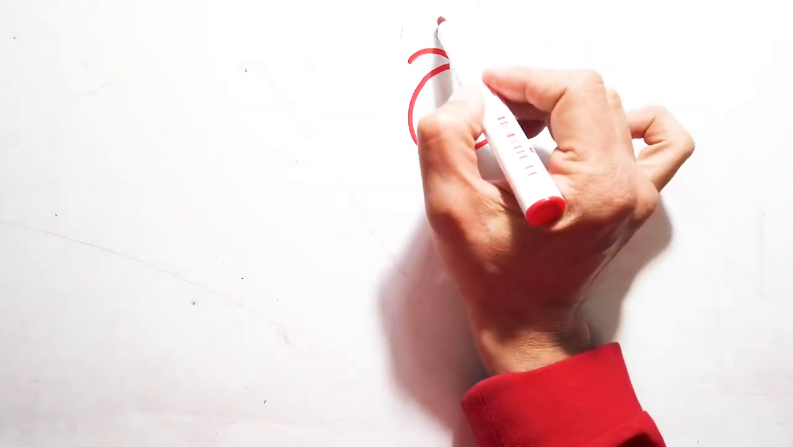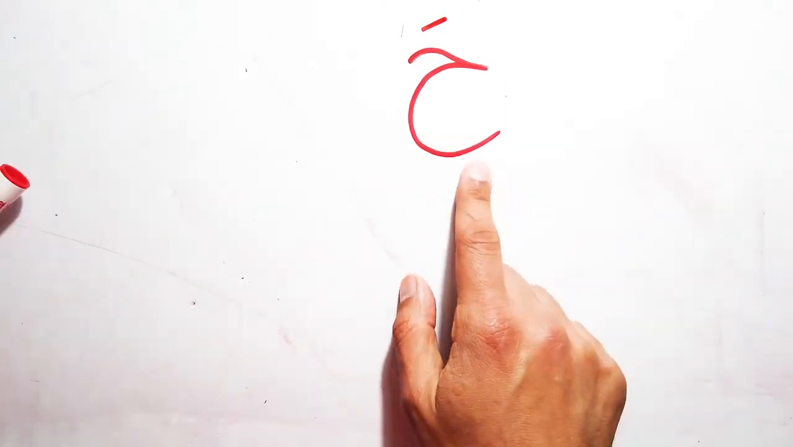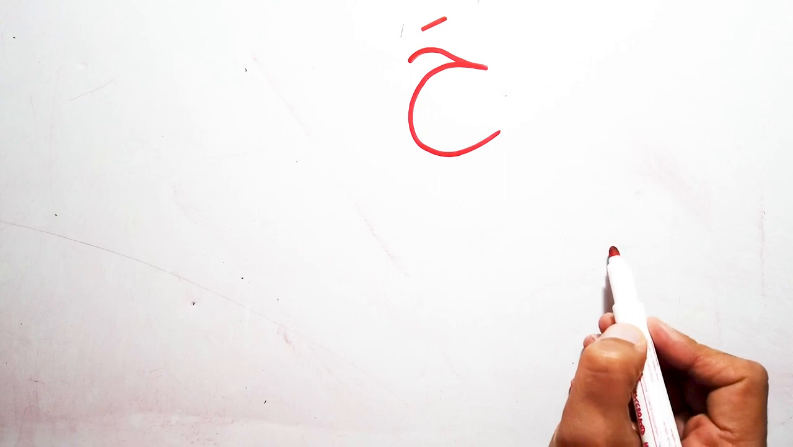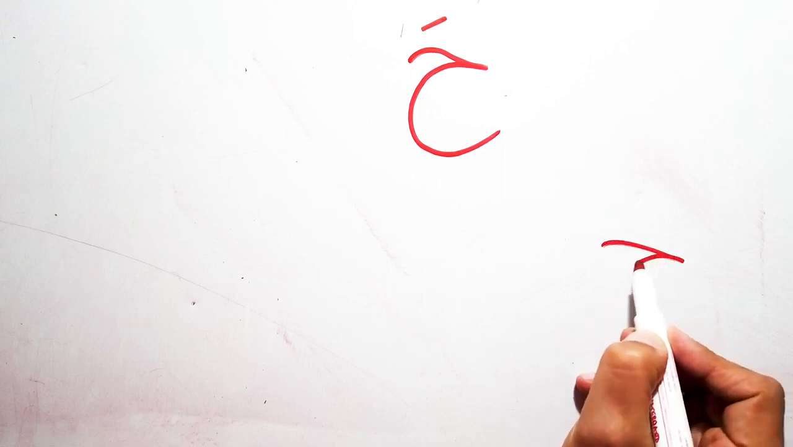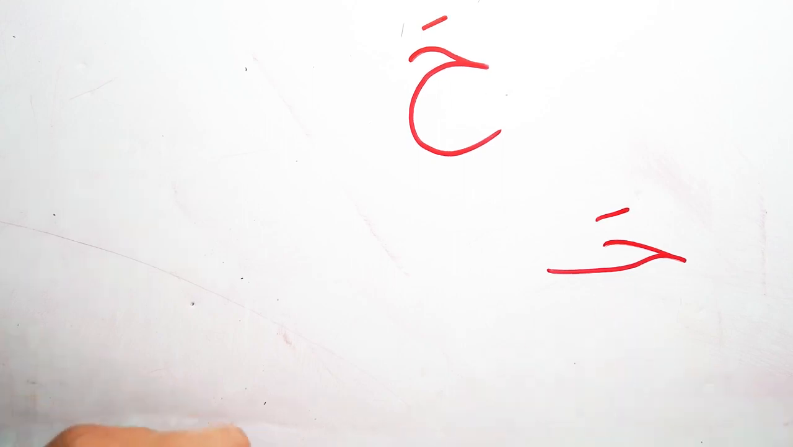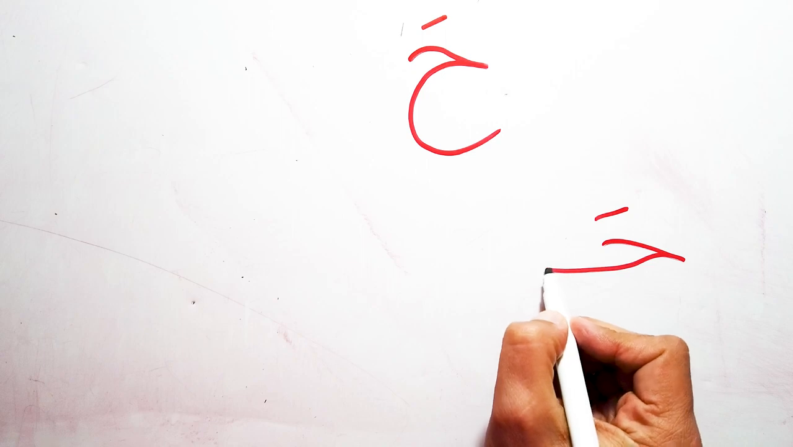The name of the letter is ha. With fatha it will be ha. Okay, let's see ha in the beginning of the word. Ha in the beginning of the word. Ha in the middle of the word is like this.